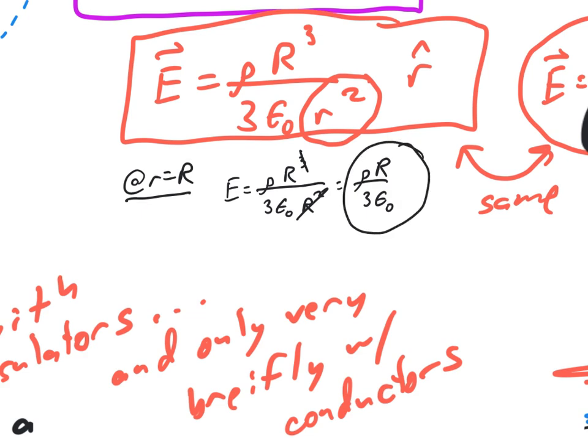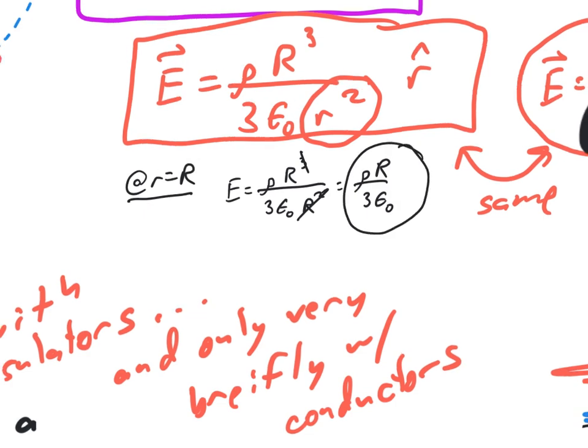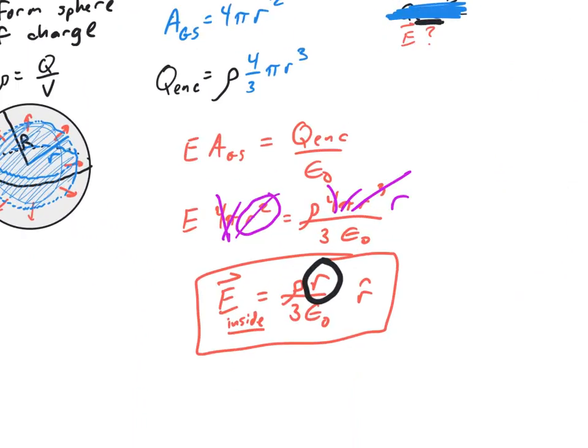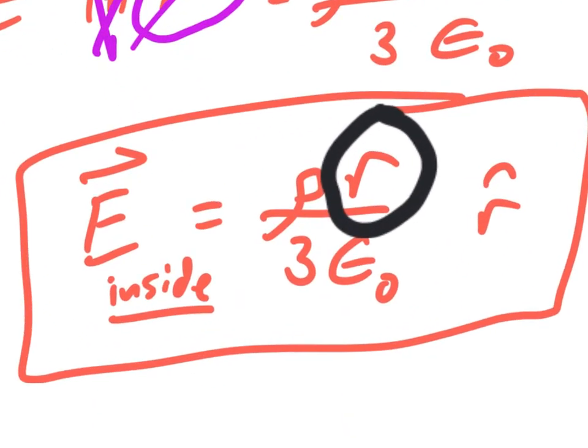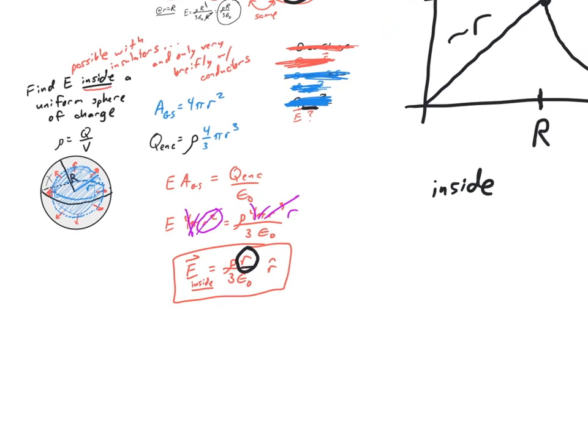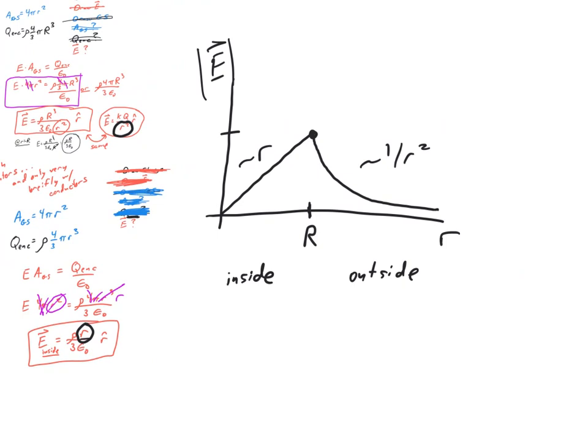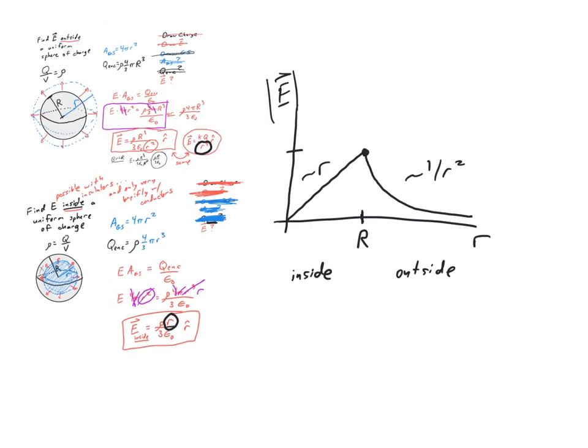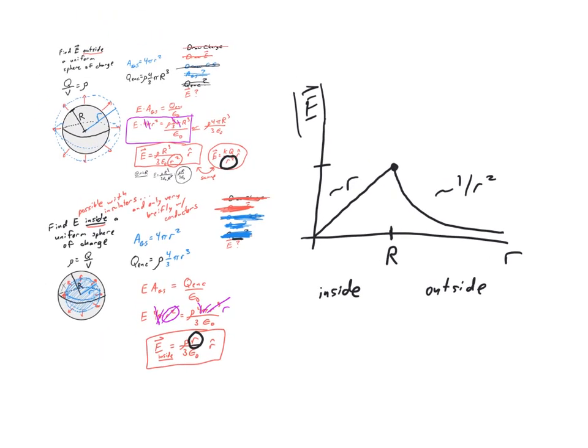That looks kind of familiar. Because it's what you get when lowercase r down here is equal to capital R, so yes, these do give the same result at that location. There you go. That is the electric field inside and outside of a uniformly charged sphere.